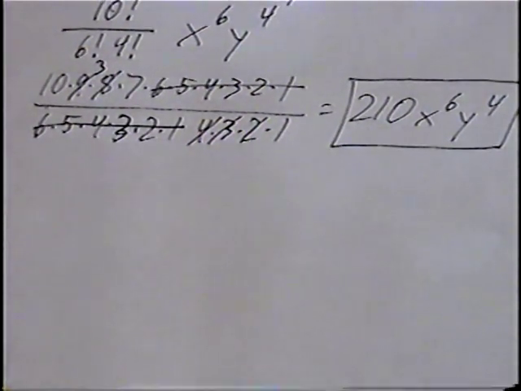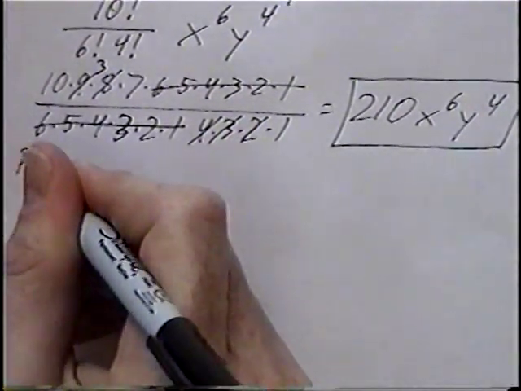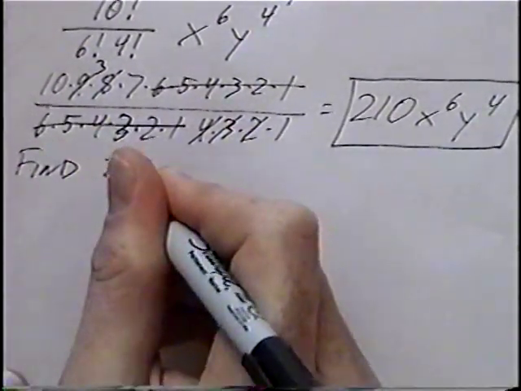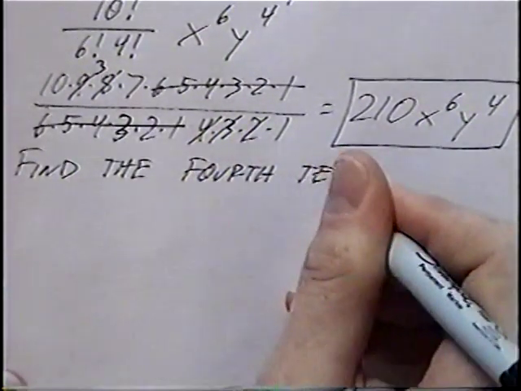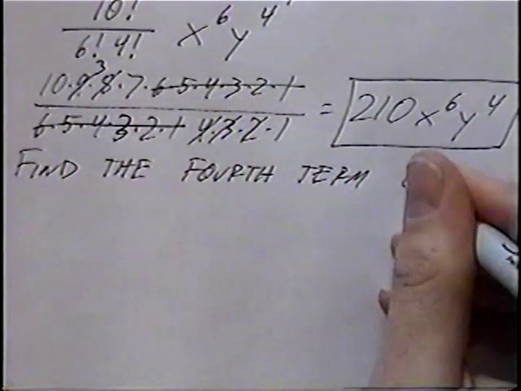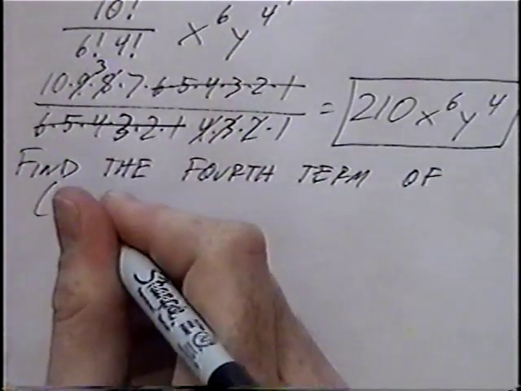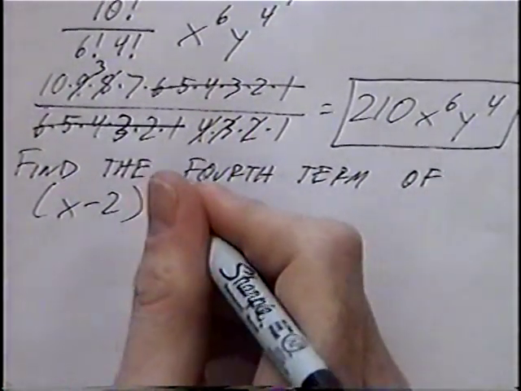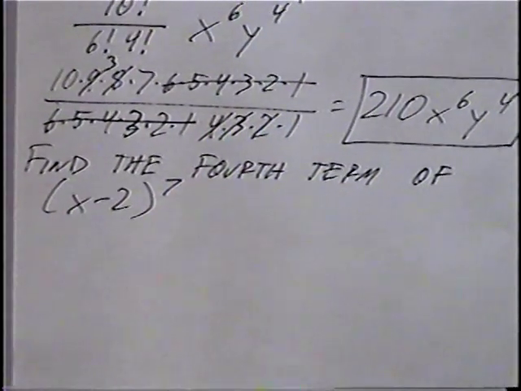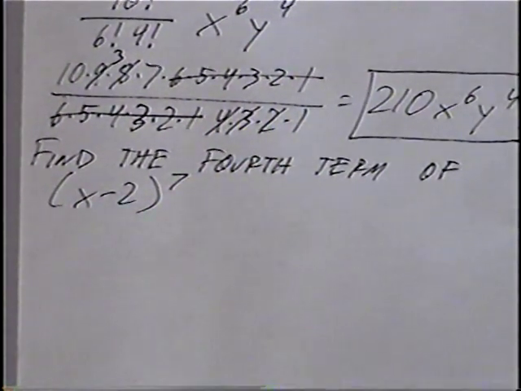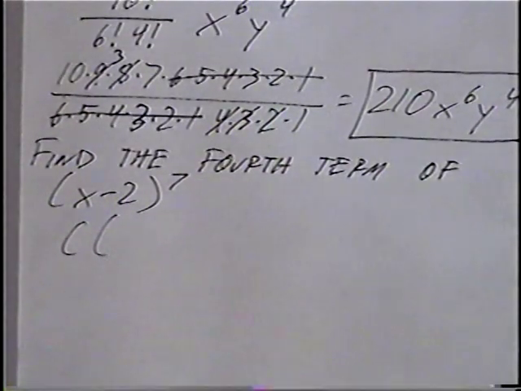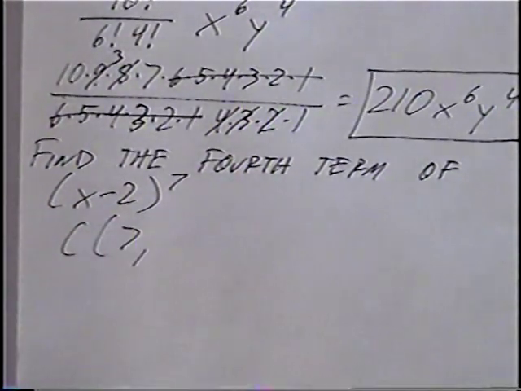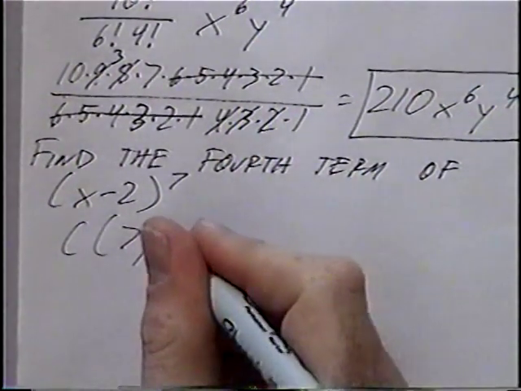Second question we'll look at. Find the fourth term of x minus 2 to the exponent of 7. And again we'll have combination n, which is the exponent, in this case is 7, and r is the term number 4 minus 1, which would be 3.